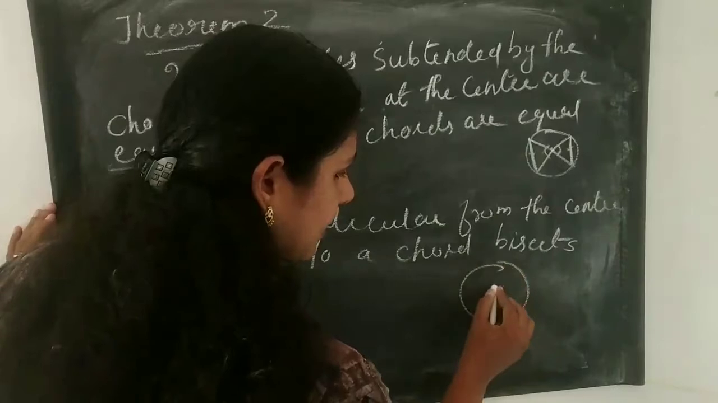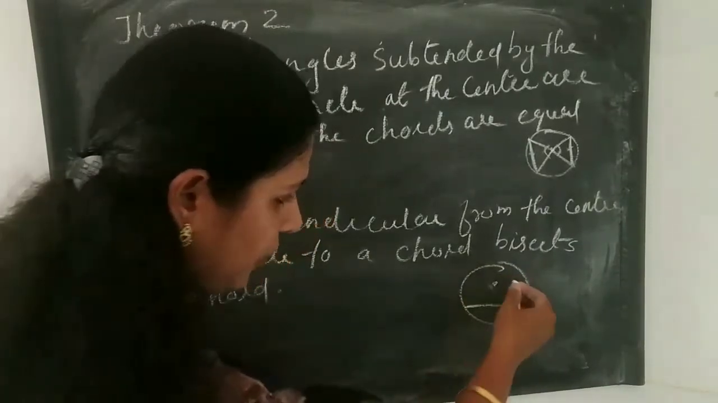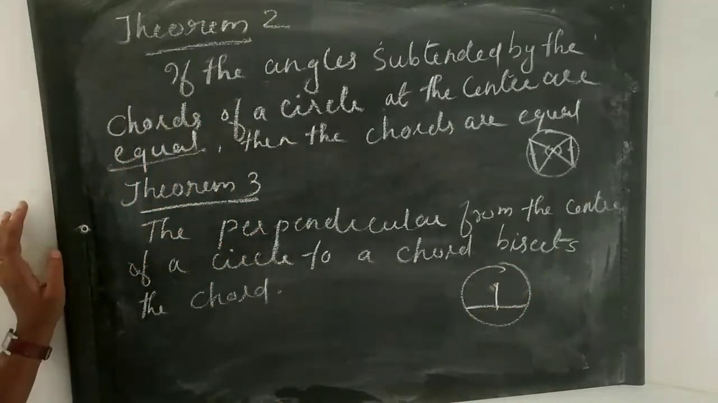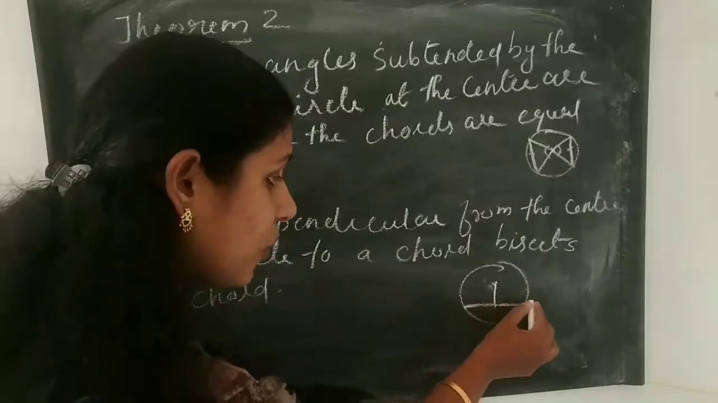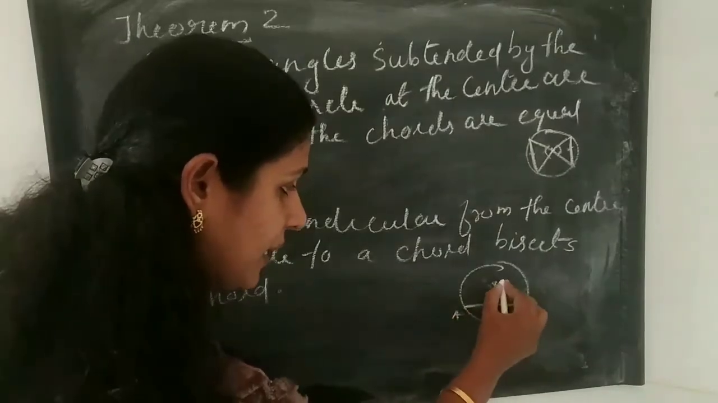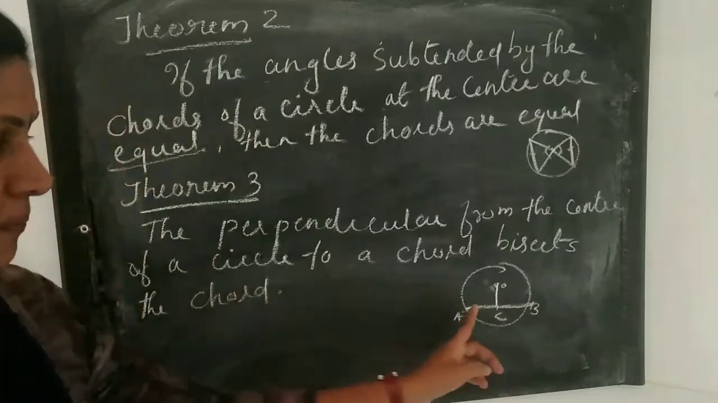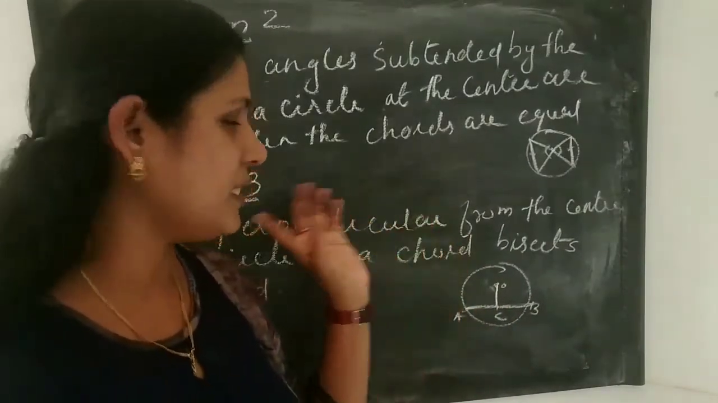That means here the perpendicular from the center to the chord, like this. The perpendicular from the center of the circle to the chord bisects the chord. That is here AB and this OC. Then AC equal to BC. It bisects the chord. No need of the proof of these three.